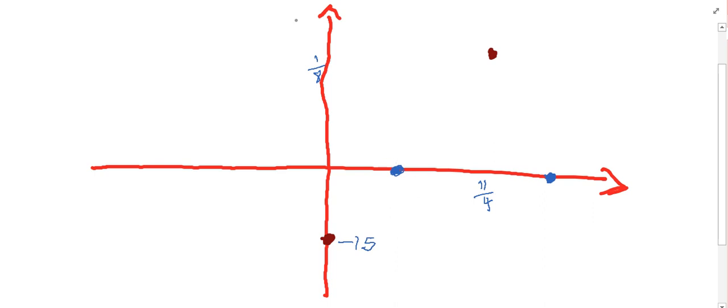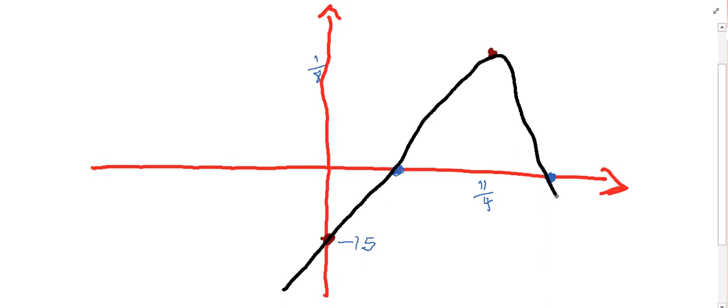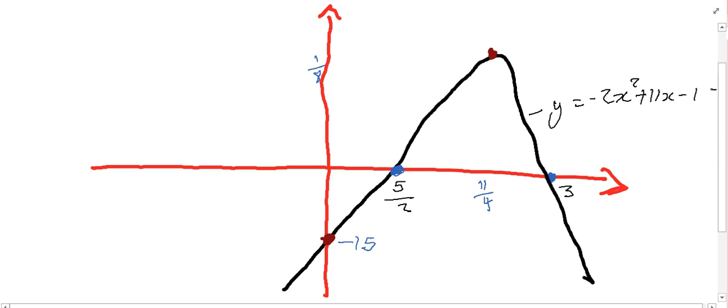Make sure that you write these points. The next thing you have to do is sketch this graph. It's going to go like that. When it reaches the turning point, it goes down, and it goes like that. Please don't forget the y-intercept, which was there. Once you do that, you name the graph. The graph is y is equal to negative 2x squared plus 11x minus 15. Nothing more, nothing less, then you are done.